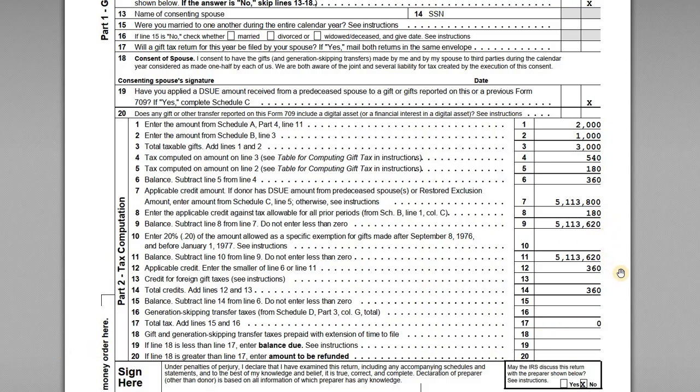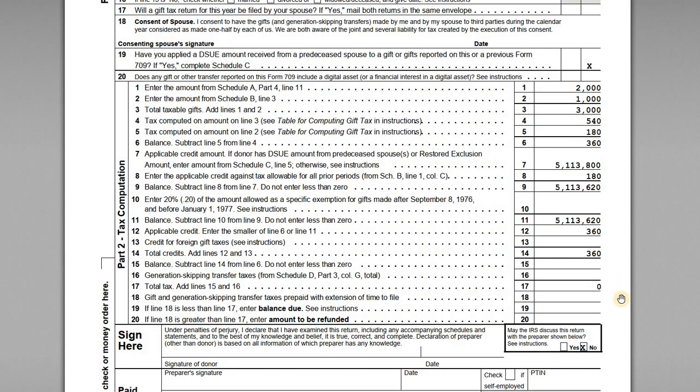Now, in effect, what's really happening here? What we're saying now is we have $5,113,620 of available tax left before we actually have to start writing a check to the IRS. So as long as the balance is less than this total, we have to track the amount of credit used, sure, but we're not actually going to be paying any gift tax yet. And so you'll notice that down here on lines 17 through 20, the balance owed to the IRS is nothing.